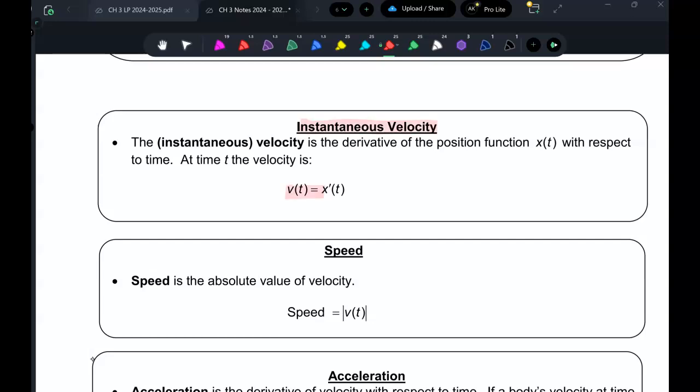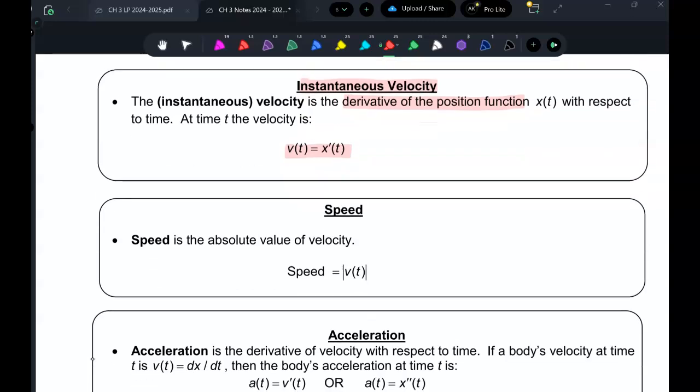Instantaneous velocity, that is our first derivative. Just like I had just mentioned, instantaneous rate of change, instantaneous velocity. It is the derivative of the position function, always with respect to time.